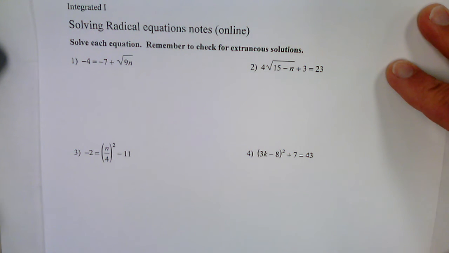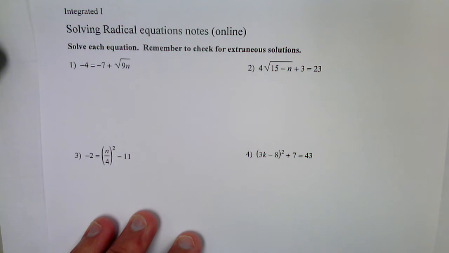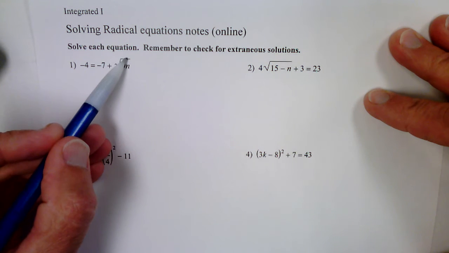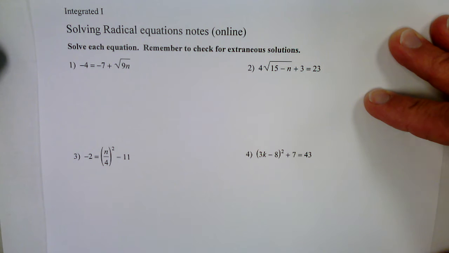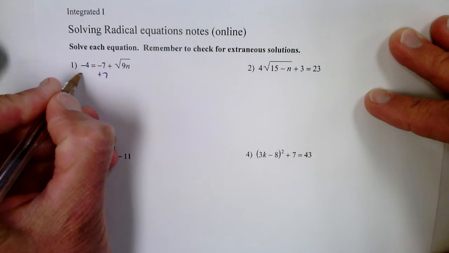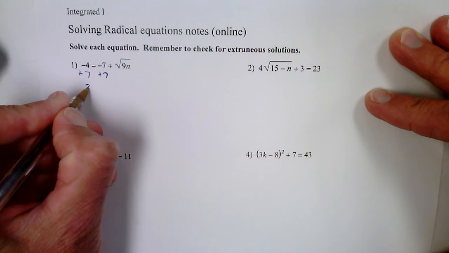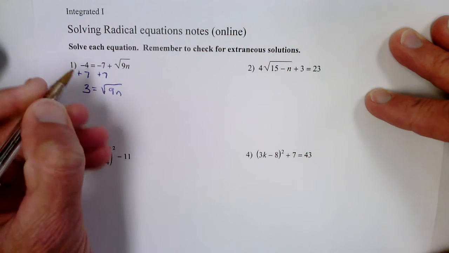All right, ladies and gentlemen, here we are with our final radical topic of the unit, and it's solving radical equations. Remember, this is a square root, and so we're going to do all the opposite operations. And the opposite of square rooting a number is to square that number. So, first step here, we're going to add 7 to both sides. We take care of what's furthest away from our variable. Adding 7, and I get 3 equals the square root of 9n.